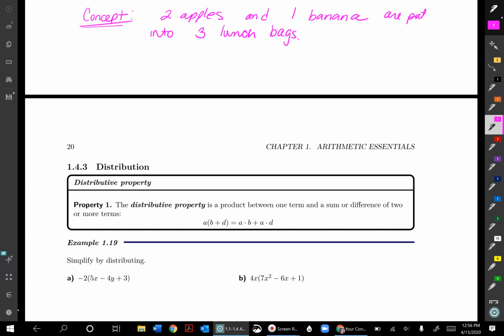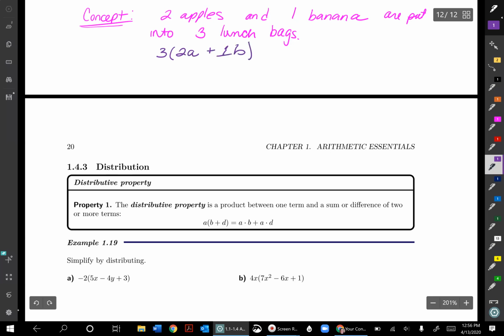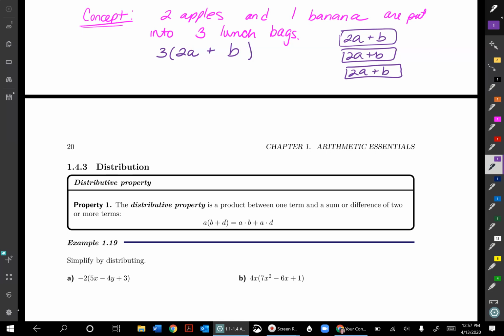If I had 2 apples and 1 banana, and I'm putting them into 3 lunch bags, then that would mean I would have 3 sets of 2 apples plus 1 banana. I could just write b instead of 1b. And how that would work if I added them all up, imagine these are my lunch bags, and I have 2 apples and a banana in the first one, 2 apples and a banana in the second one, 2 apples and a banana in the third one. All together, I would have 6 apples and 3 bananas.